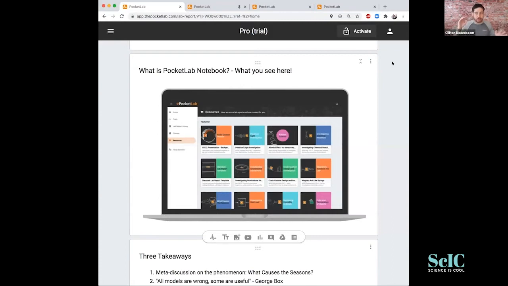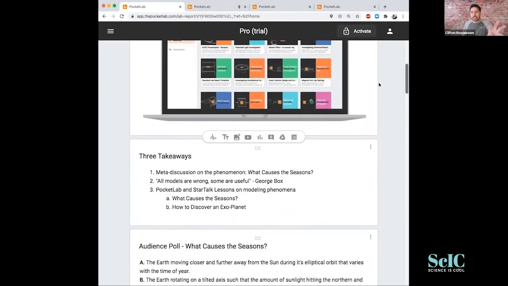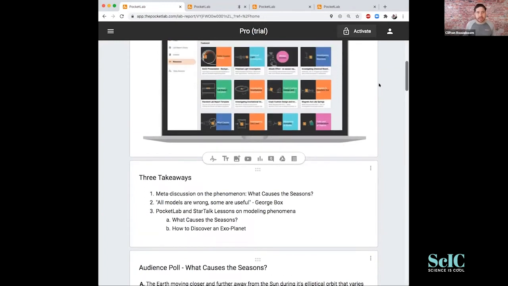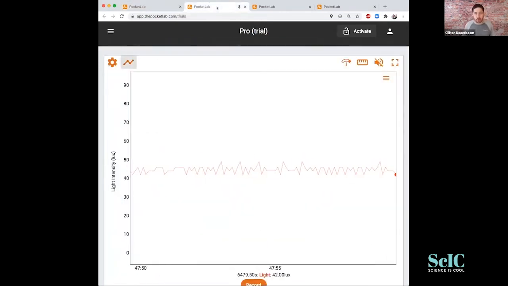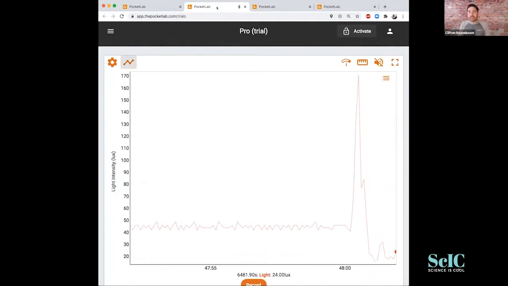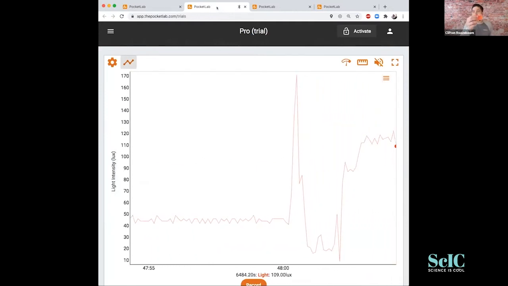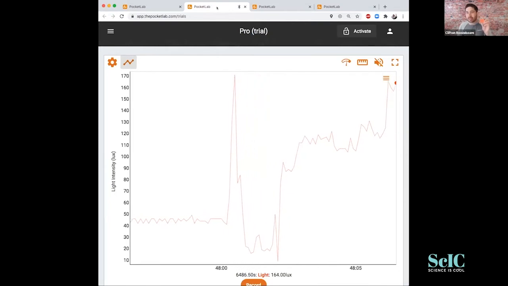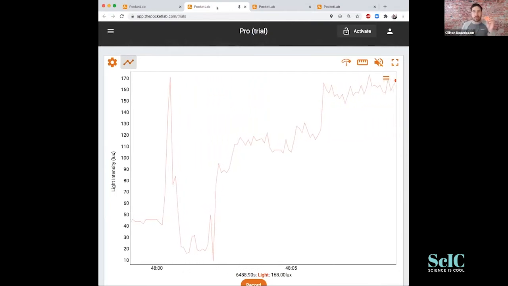And it's great right now because, as the poll saw from the attendees, a lot of us are teaching remotely or in a hybrid model. And so this enables that sort of collaboration even in these strange learning environments. So what you see here is PocketLab Notebook. And what I'm going to be using to collect data is PocketLab Voyager. What you see on the screen right now, it's measuring light. And we'll use this light measurement to talk about what causes seasons.